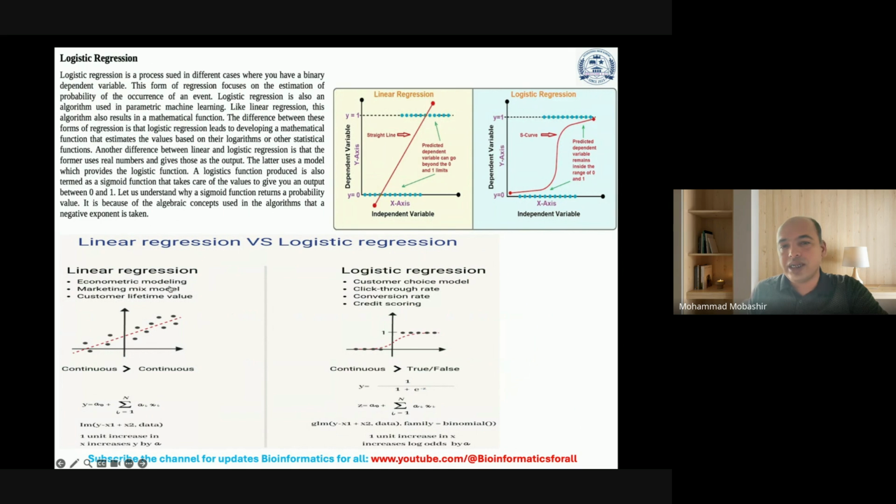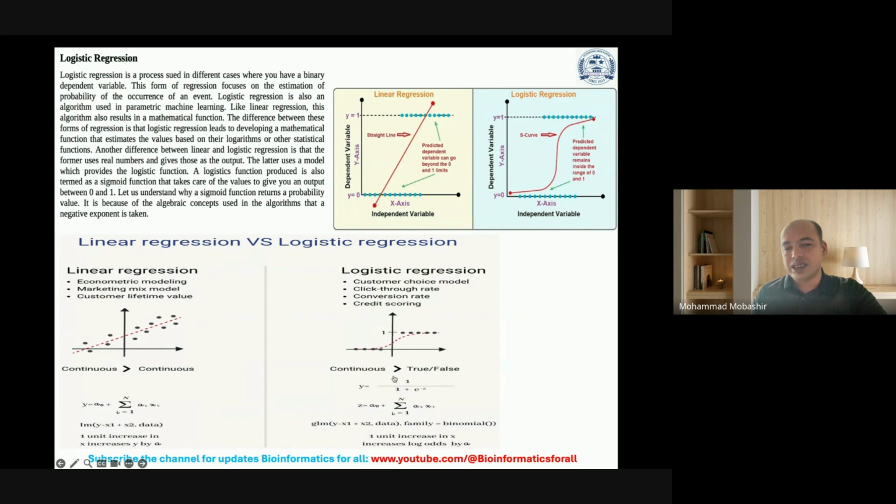Economic modeling can be done, marketing mix model, customer lifetime value, customer choice model, click-through rate, conversion rate, credit scoring. These are some of the applications. And it is like, linear is continuous to continuous. Here, it is continuous to true and false.